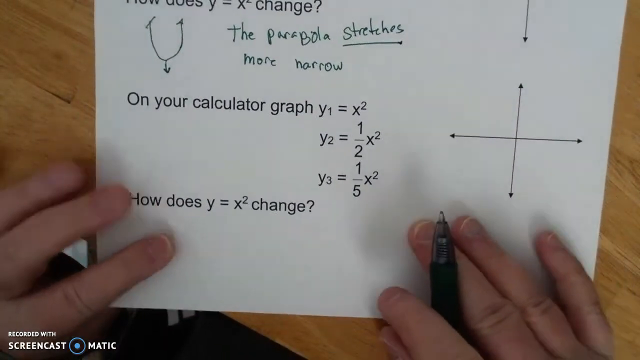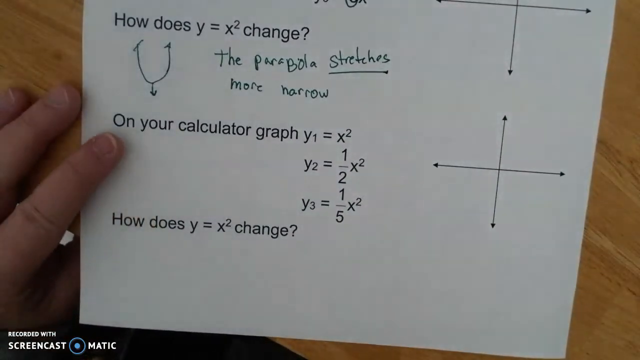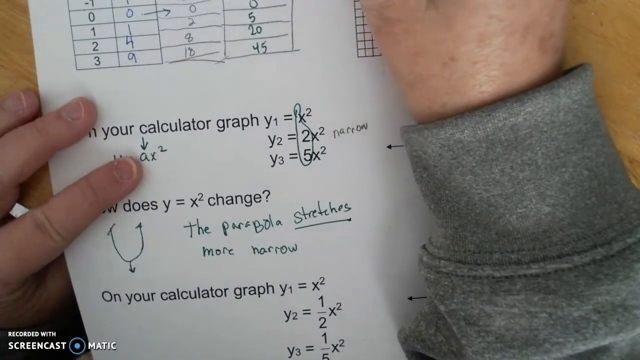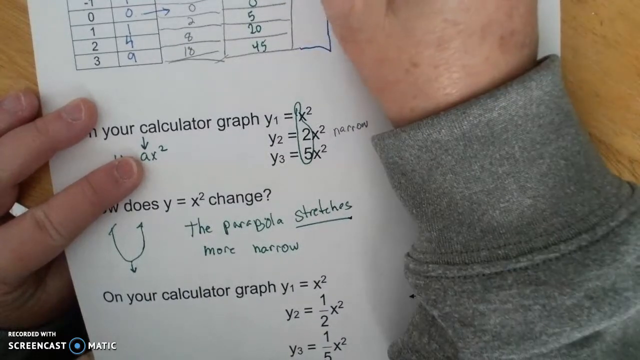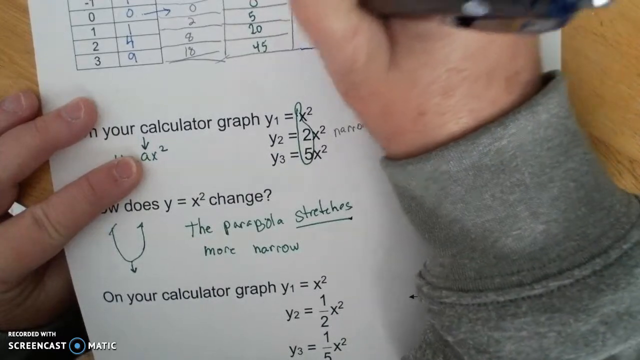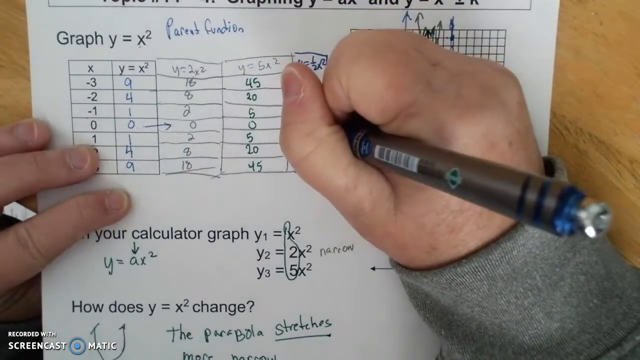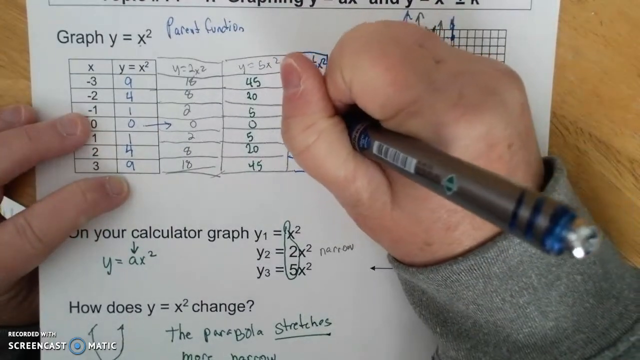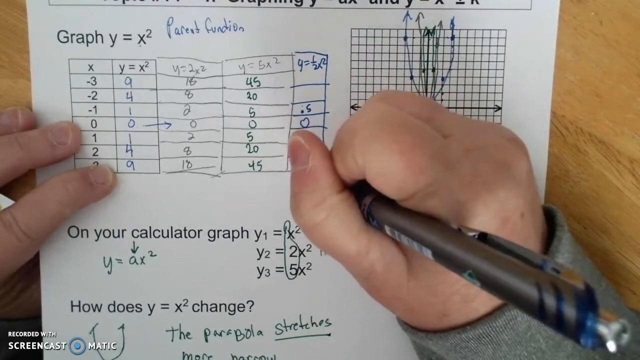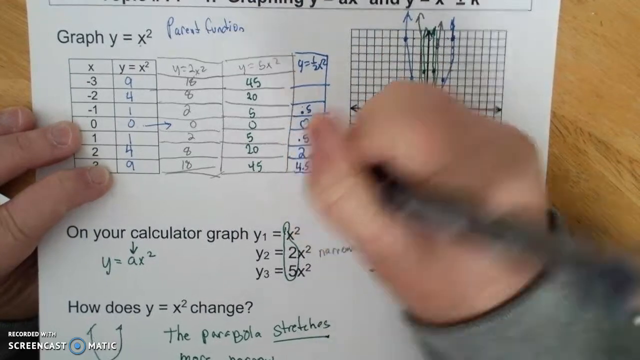Likewise, on your calculator, or you can just do this on a table, we're going to do half x squared. So again, y equals 1/2 x squared. It doesn't affect the vertex. That becomes 0.5. That becomes 2. This becomes 4.5.